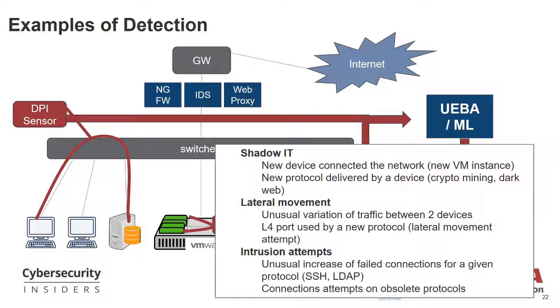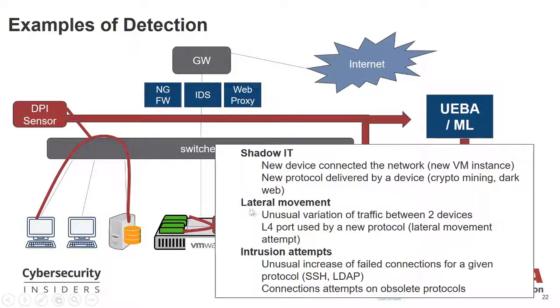Okay, so here's some examples, right? Yeah, so let's take some of the examples of things we can detect with such an approach. For instance, shadow IP detection. If you have a new device connected on the network, and when we say new device, it's a new network profile, something new on the network, that can be detected with such an approach. Same thing if you get new protocols suddenly appearing on a device, like if you have crypto mining, or if there's a dark web access, for instance. Such an approach can detect that quite easily.